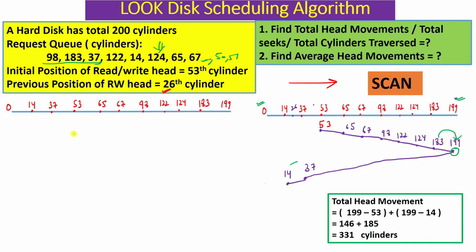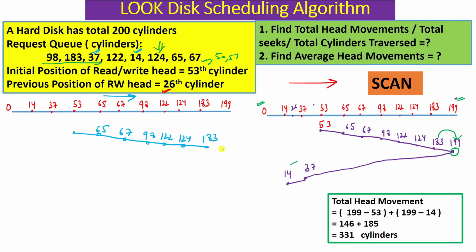Okay, so let's apply the LOOK algorithm again on this example and let's draw it clearly. We will start from 53, and we will go till the last request, which is 183 in this direction, as we are moving in this direction for our example. So from 53 to 183, this will be the same. So we completed 65, 67, 98, 122 and 124. Now after 183, the requests that are pending are 40 and 37.